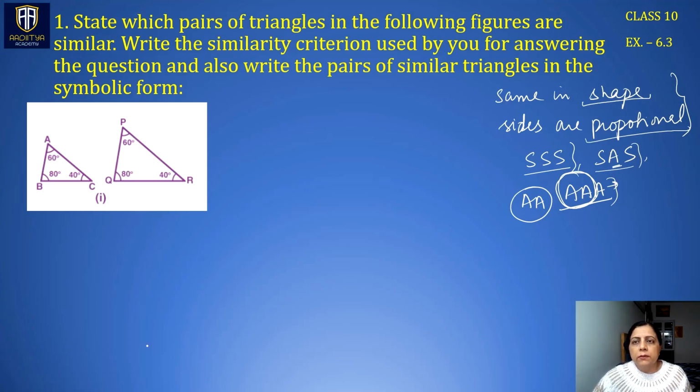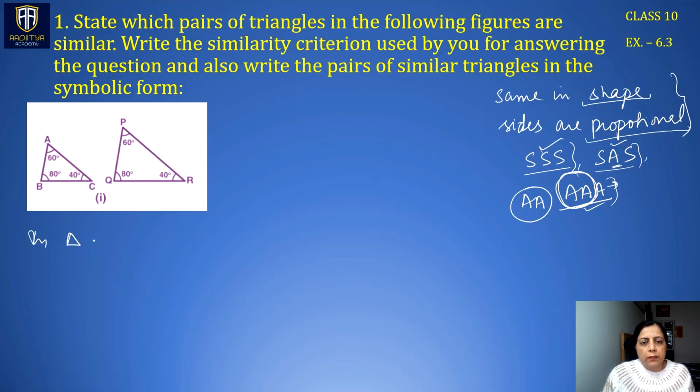In the given figures, state which pairs of triangles are similar. Write the similarity criterion used. First, we have to check the similarity, and if they are similar, we have to mention the criteria, either it is SSS, SAS, or AAA. Right? So we start with this.